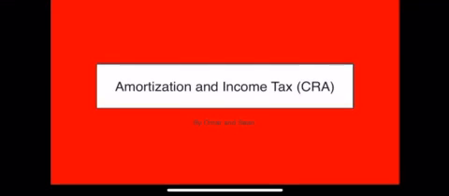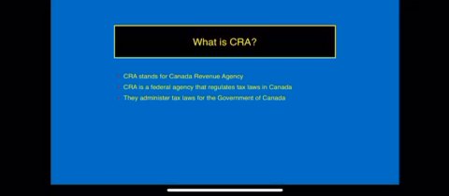Amortization and income tax. What is CRA? CRA stands for Canada Revenue Agency. The CRA is a federal agency that regulates tax laws in Canada. They administer tax laws for the Government of Canada.